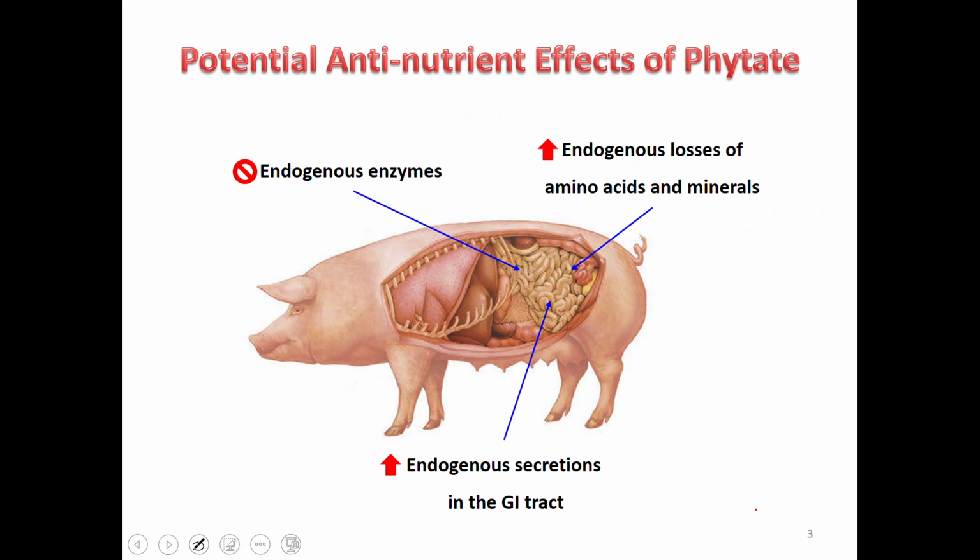So this phytate, with this property, has anti-nutrient effects. Firstly, it inhibits endogenous enzyme activity, such as pepsin. So high content of phytate reduces pepsin activity and other digestive enzymes. It increases endogenous loss of amino acids and minerals because it can bind to amino acids, minerals, and other nutrients. So then it increases endogenous secretion in the gastrointestinal tract of pigs.